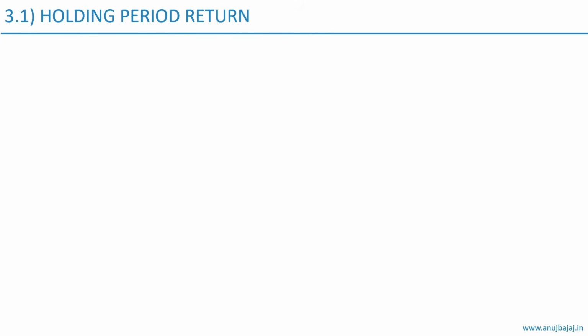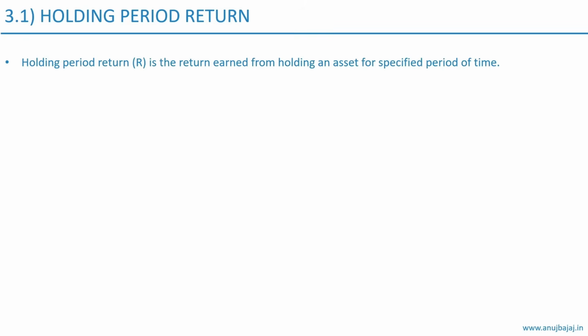Let us look at the first return, the holding period return. Holding period return is the return earned from holding an asset for a specified period of time. Suppose you purchase an asset today, that is at time 0, and you sold the asset after 7 weeks. Then the holding period in this case is 7 weeks, and the return that you have earned during this period is your holding period return.